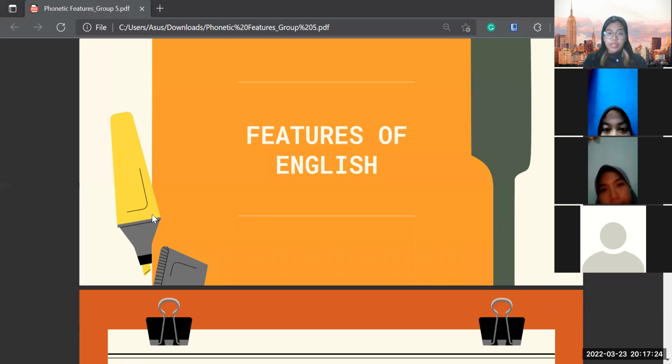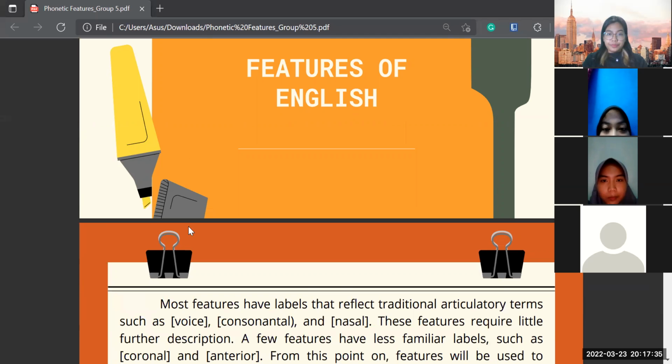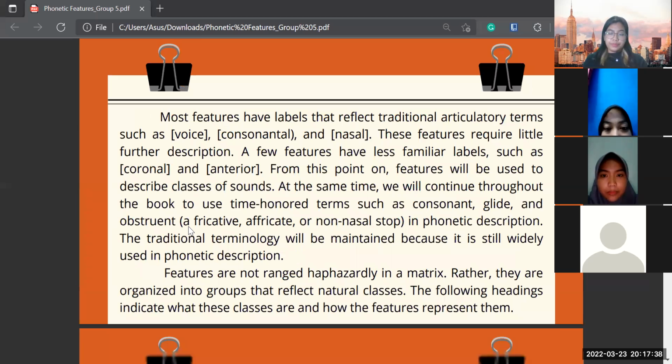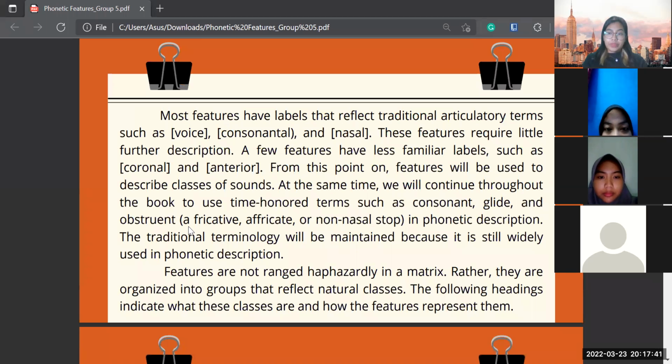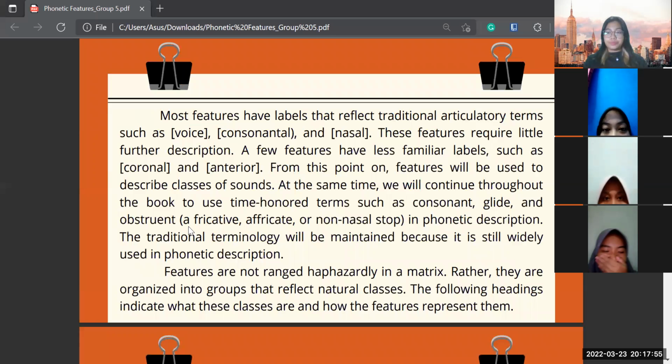Okay, next we will be talking about features of English, which will be presented by Siwi and Kanaya. Most features have labels that reflect traditional articulatory terms such as voice, consonantal, and nasal. These features require little further description. A few features have less familiar labels, such as coronal and anterior.